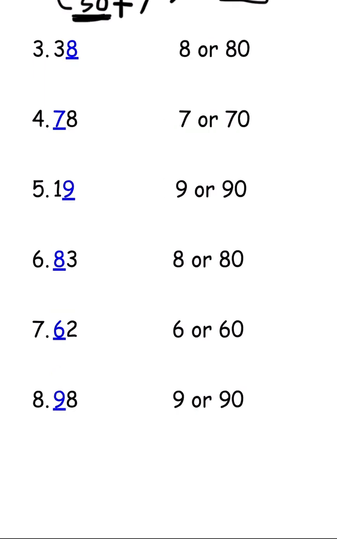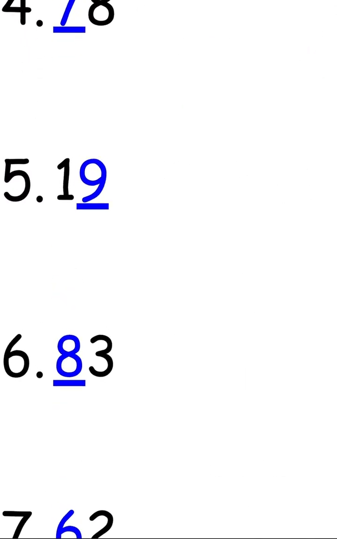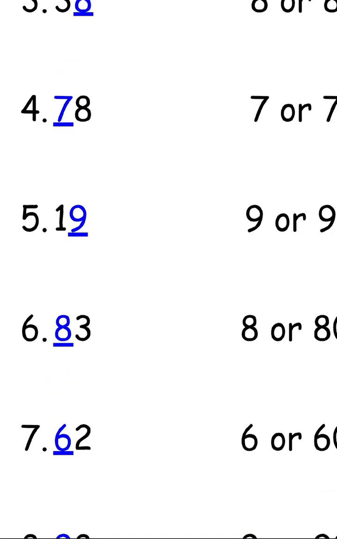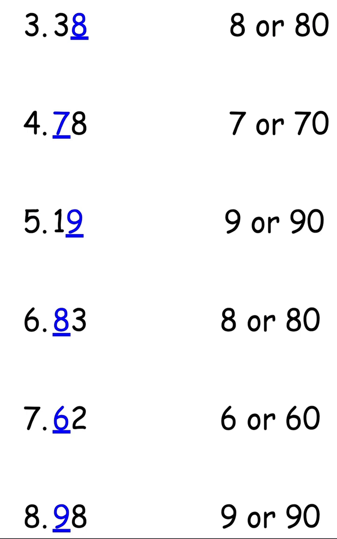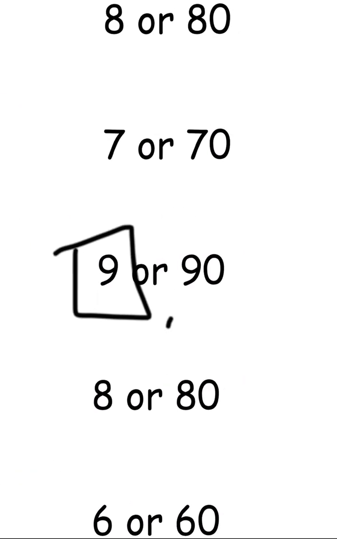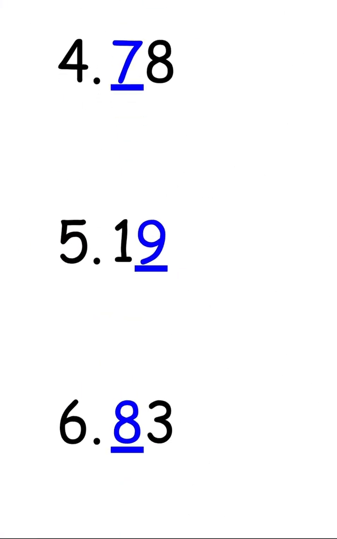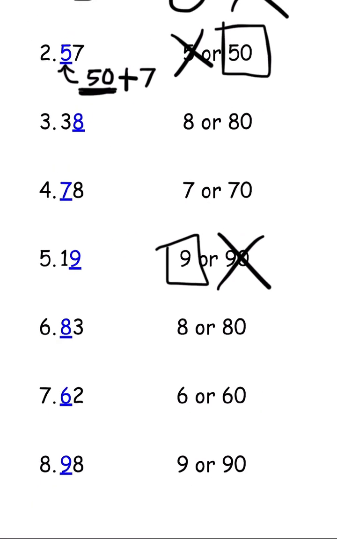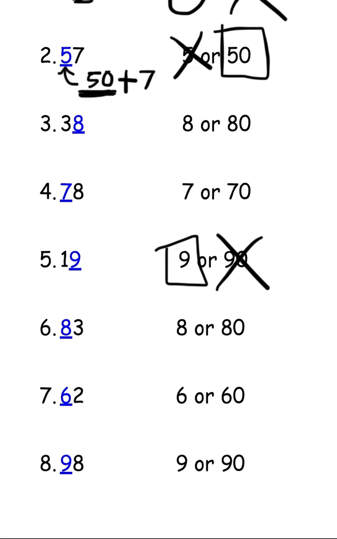And let's look at number 5. For number 5, we have 19 and 9 is underlined. And so where is this? Which place value is it on? It's on the first place value, right? It's on the ones place. So it's going to be 9, not 90, because it's on the ones place rather than the tens place, right? So 9 is going to be the answer for number 5.